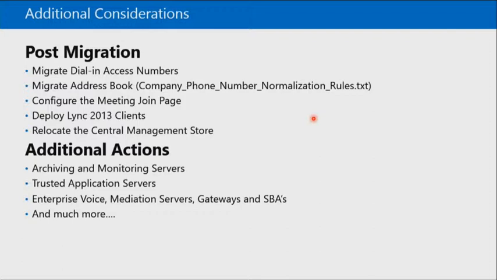One thing to remember, I've just moved all my users. I may not have migrated my dial-in access numbers. I may not have migrated my address book, company normalization files. I need to reconfigure my meeting join page. I probably need to deploy Lync 2013 clients. And finally, especially important in migration from a 2010 to a 2013 environment, you need to relocate your CMS. Don't forget archiving and monitoring servers, any trusted application servers, enterprise voice, mediation servers, gateways, and SBAs.